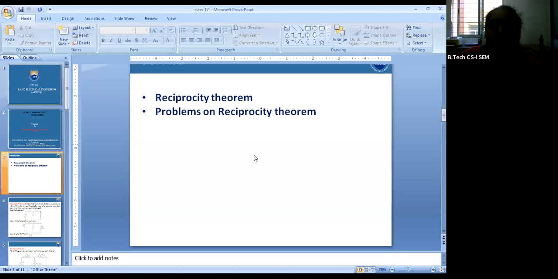The reciprocity theorem states that in any linear bilateral single source network, the ratio of input to output, that means the ratio of source to response, is constant even if their positions are interchanged. Input means source, and output means response.